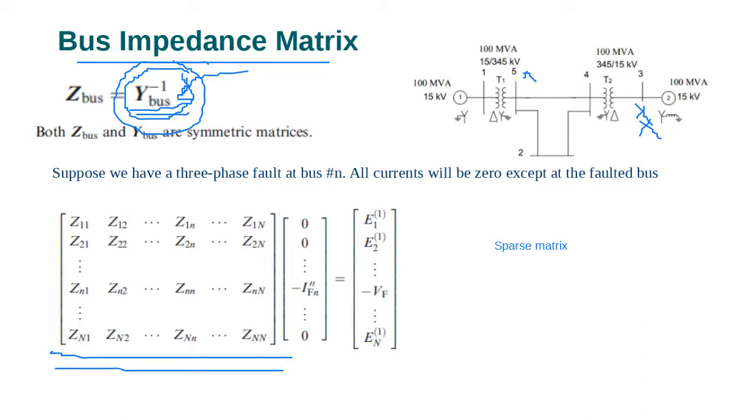Bus 4 is not connected to bus number 1. Okay, there is a bus number 5 in between. So 4 is not connected directly to bus number 1. Therefore, Y14 and Y41 will be zeros. That's why the Y matrix will be mostly zeros. So we call it a sparse matrix.